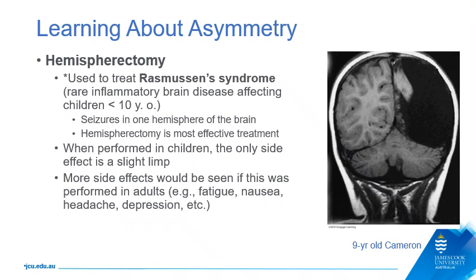Interestingly, we have this surgery called hemispherectomy. Specifically, it is used to treat Rasmussen's syndrome. It is a very rare inflammatory brain disease affecting children below 10 years old. Usually such young children suffer from epileptic seizures, and one of the hemispheres is cut out, resected. When performed in children, the only side effect is a slight limp. There can be greater side effects if this was performed in adults. This can lead to headache, depression, etc.